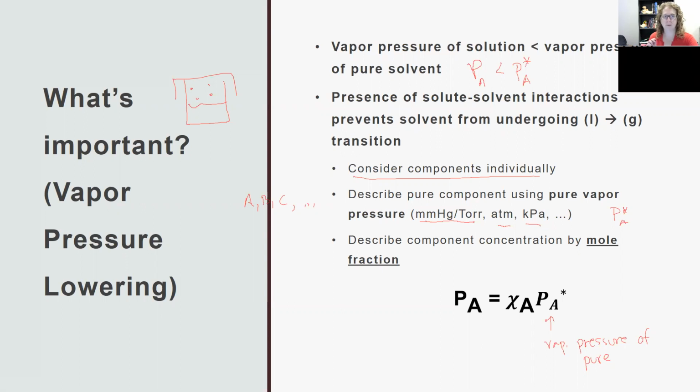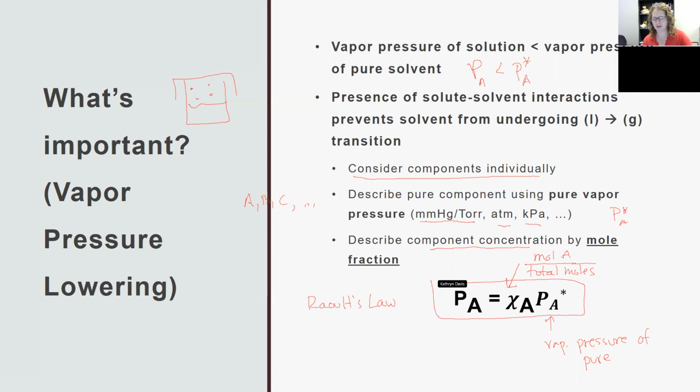So we care about its vapor pressure, and we also care about its concentration. And this time it's mole fraction. When we put this in our calculation, it's the moles of A divided by the total moles. There's a whole video on calculating mole fraction that you want to take a look at if you have trouble figuring out how this works. But the idea is, and this is also called Raoult's law, so if you ever see this name, it's this equation.